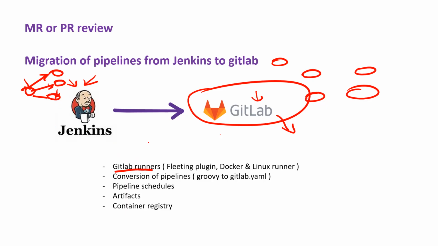When I say installing and configuring, it's nothing but having one machine where we need to install the GitLab runner. Once it is installed, we need to provide a configuration: what type of runner you're going to use, either Docker, Linux, or fleeting, and there are Docker plus runners as well. I don't want to explain each and every runner type here, but I was part of installing and configuring GitLab runners.